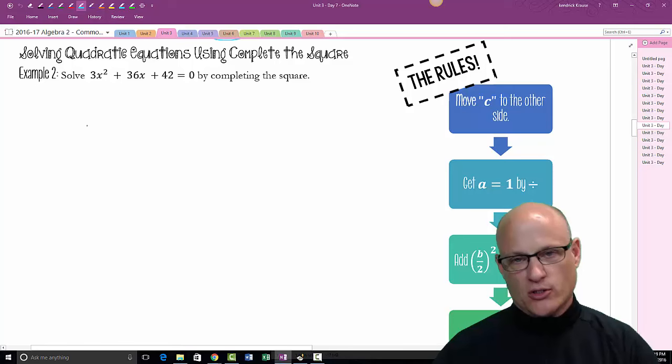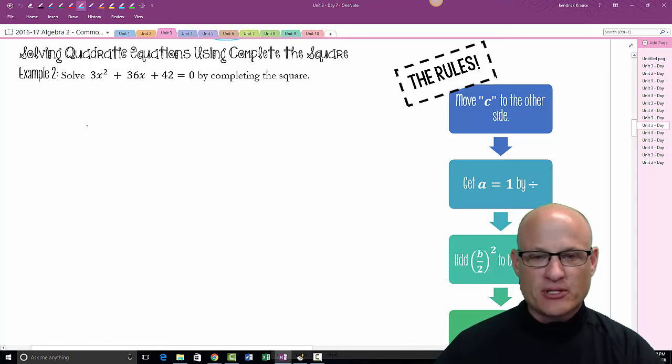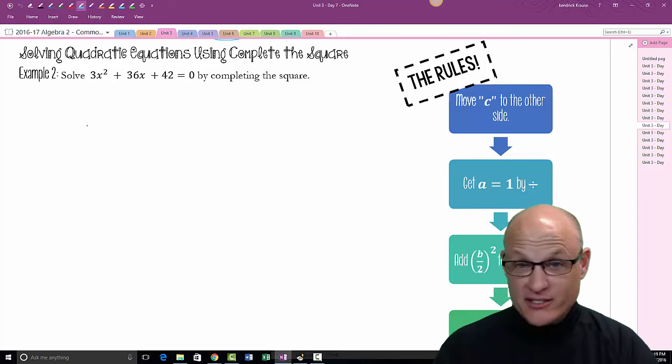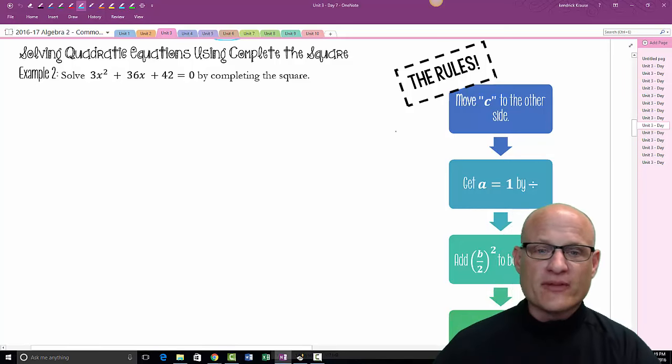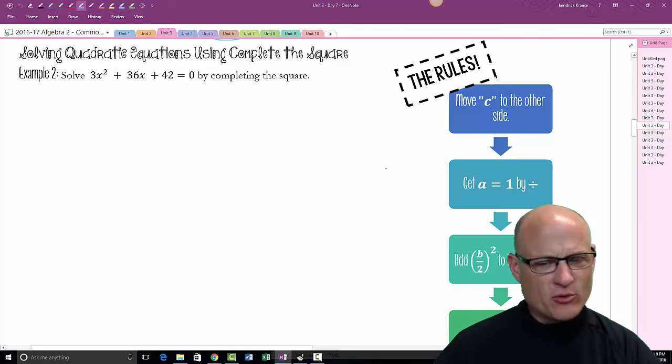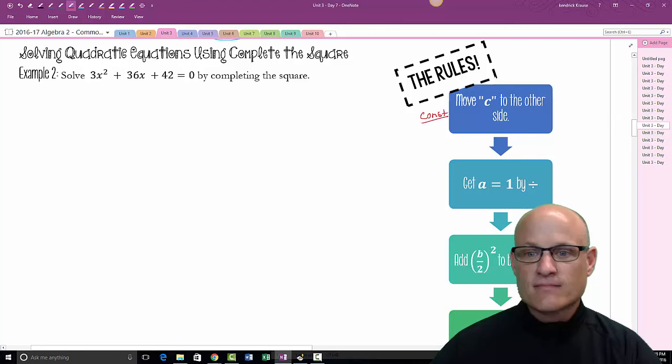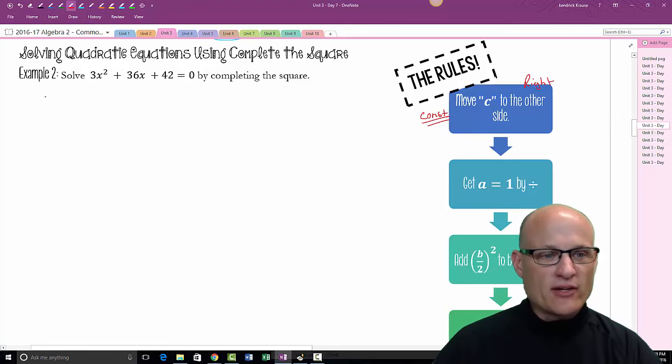All right, the rules. The simple steps to solve using completing the square. I actually really like completing the square. It doesn't always work. Tomorrow we'll learn something that always works. But for the most part, it works. So we're going to move the C, or the constant, to the other side, to the right side. Almost always I work on the left and move everything to the right. So I'm going to move the constant over to the right side. So 3x squared plus 36x equals negative 42.